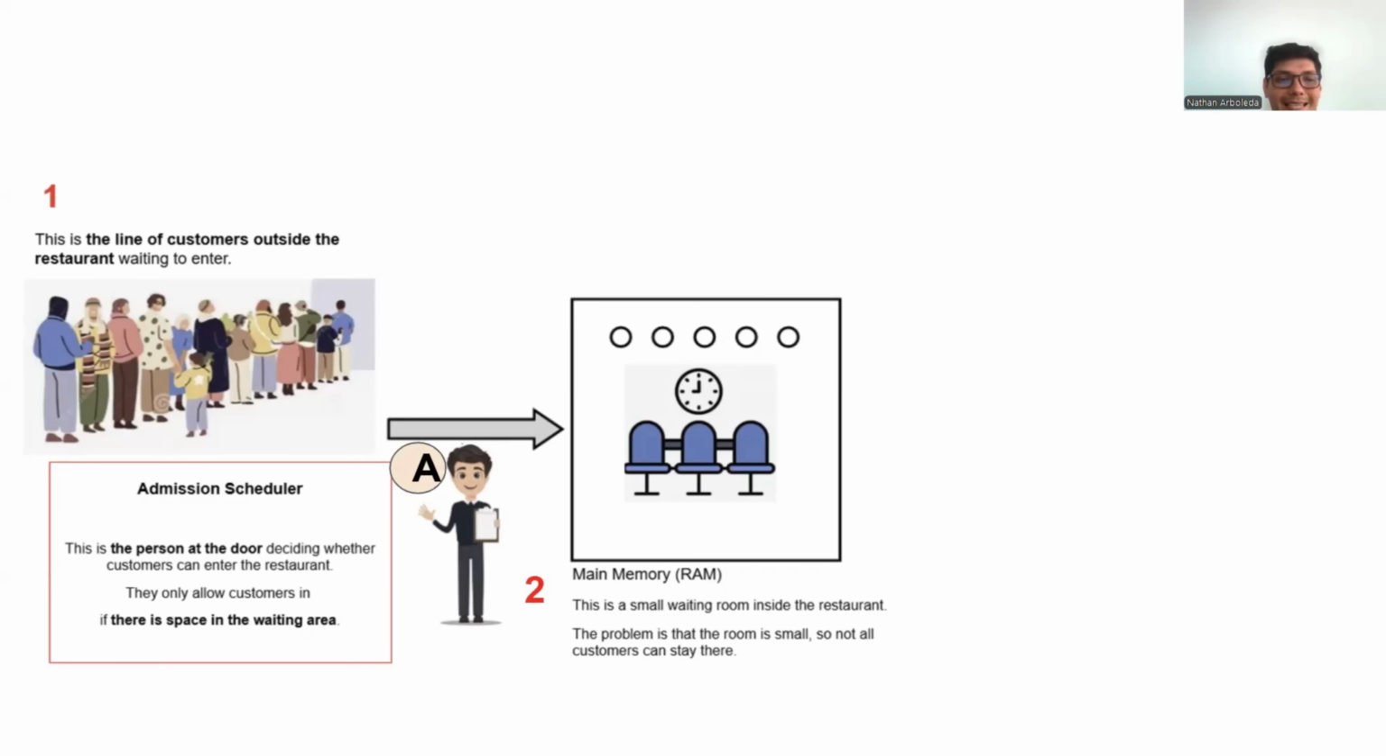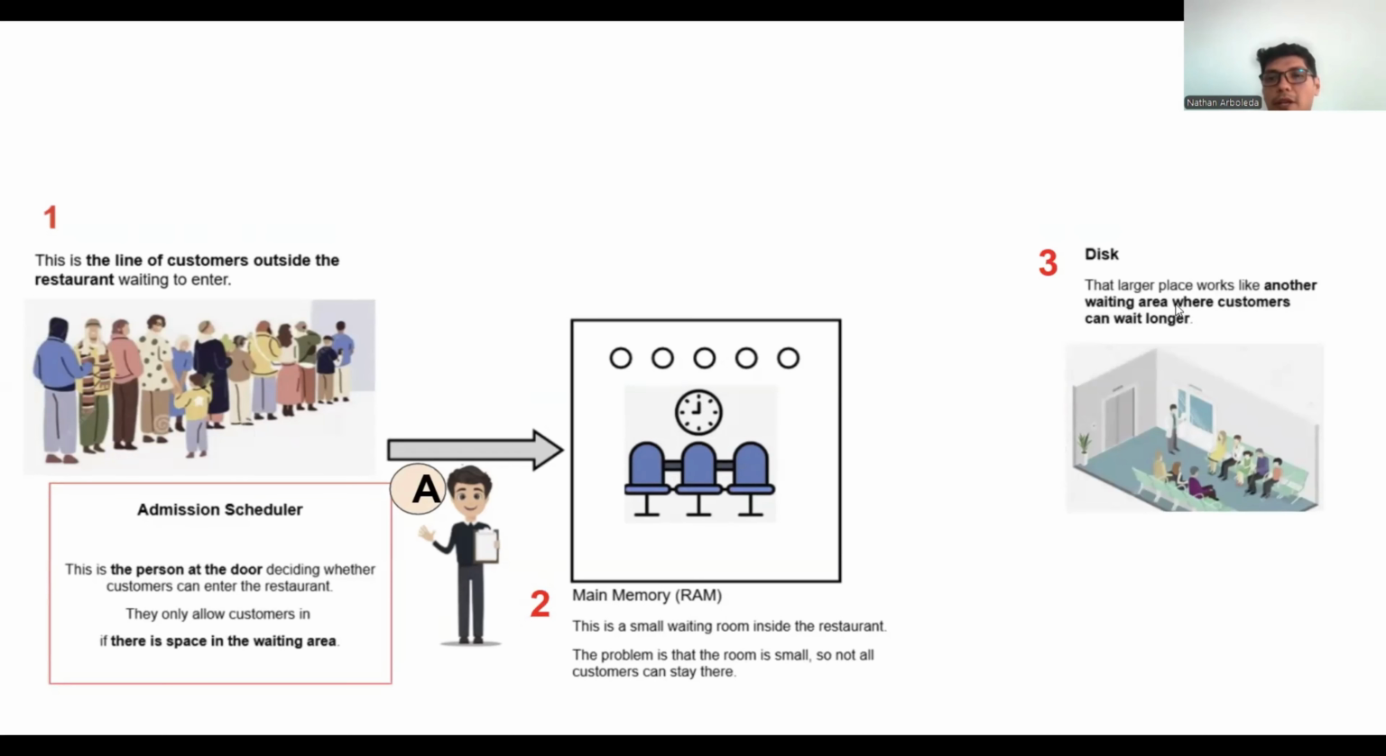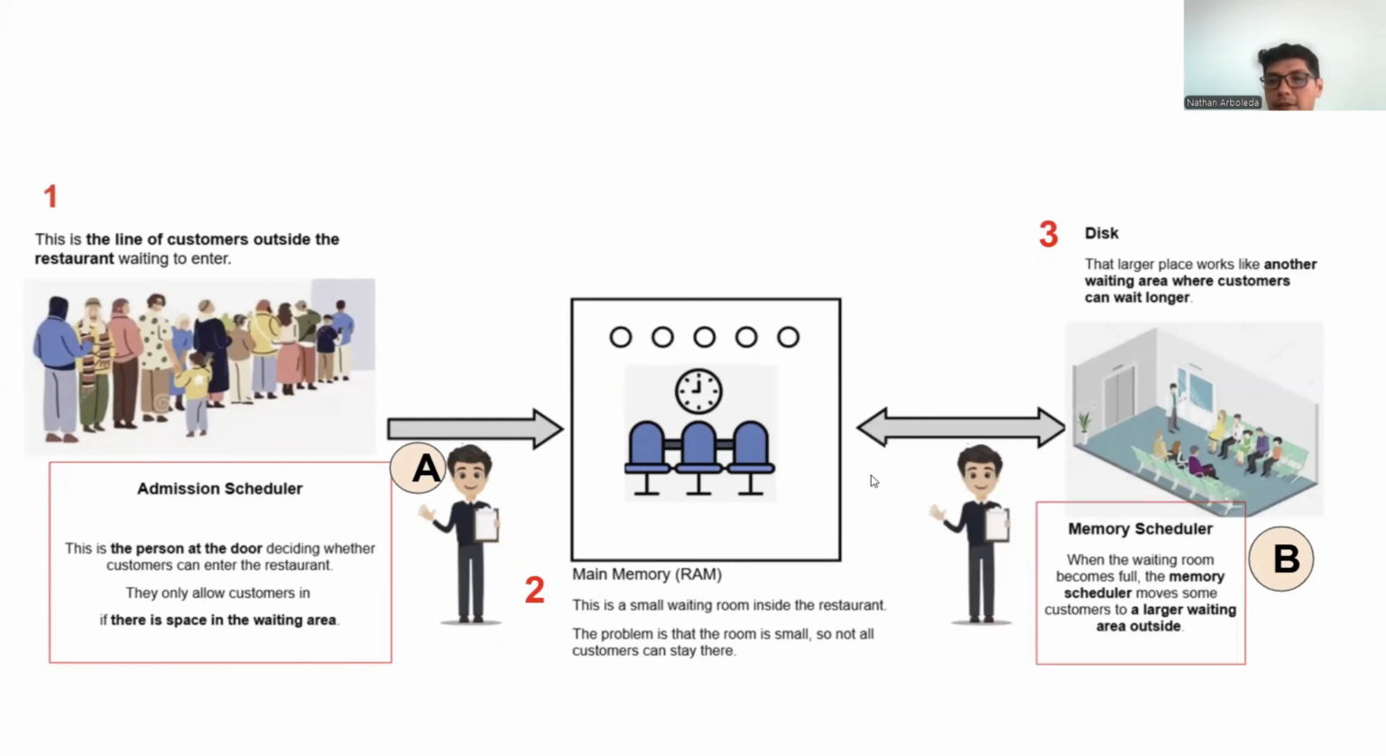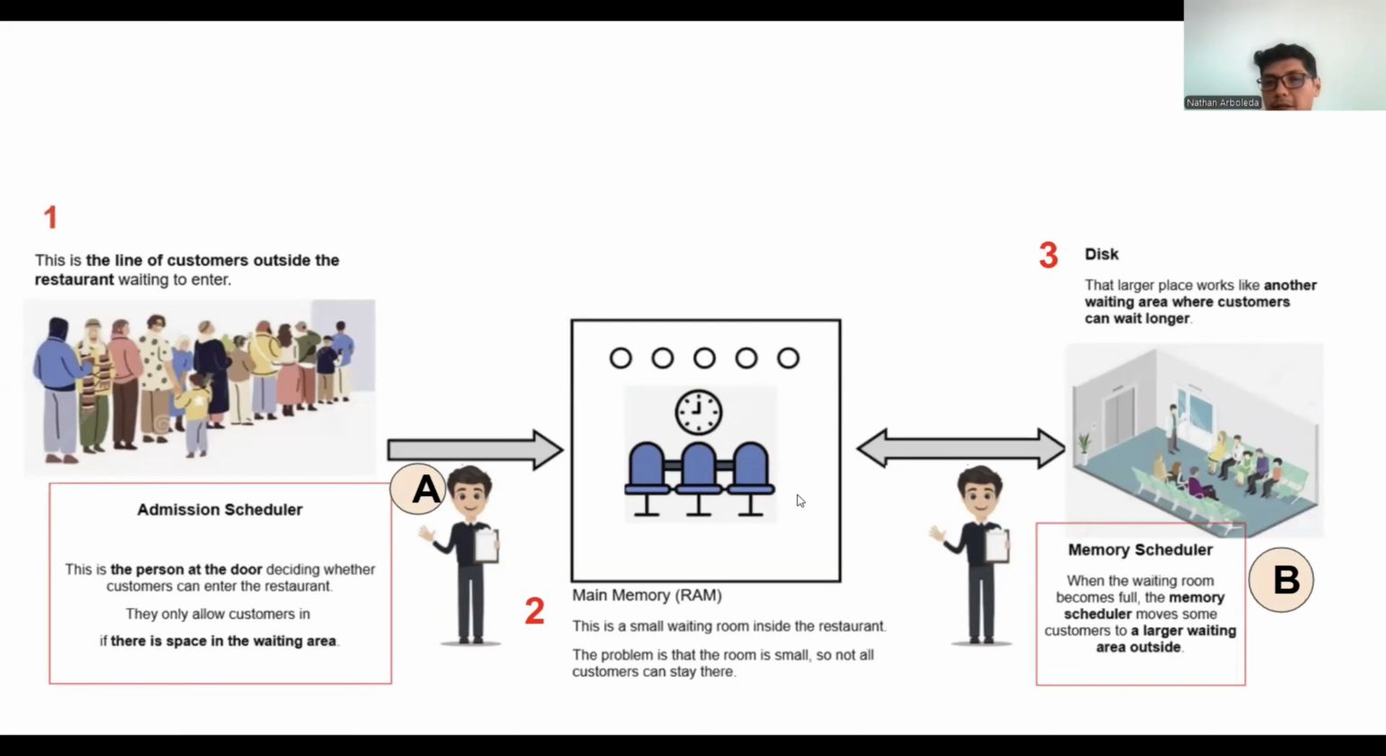Next, we have the disk. That larger place works like another waiting area where customers can wait longer. So the main memory, the little waiting room, can only hold so many customers. So it needs extra space. And here is where number 3 comes in. But we also need a bridge, someone to control who goes in and who goes out. And for that, we have a manager. Manager B is the memory scheduler. When the waiting room becomes full, the memory scheduler moves some customers to a larger waiting room area outside. This manager swaps clients from the big room to the smaller room.